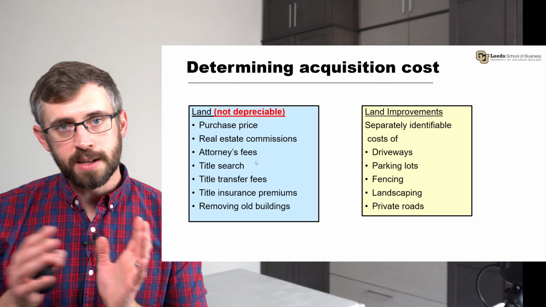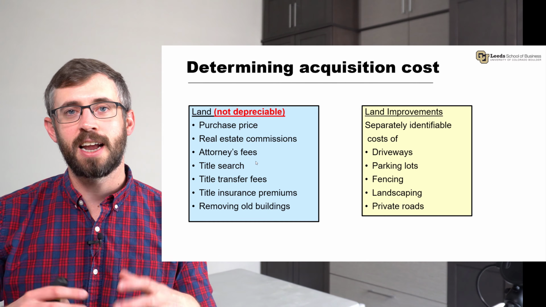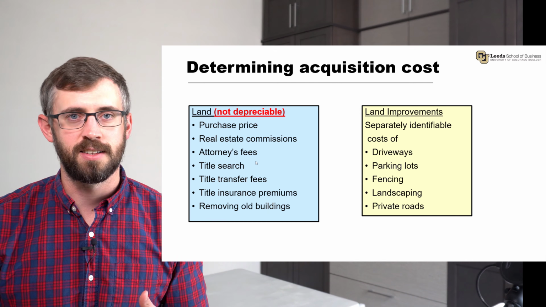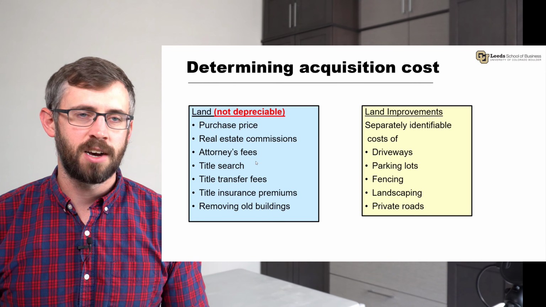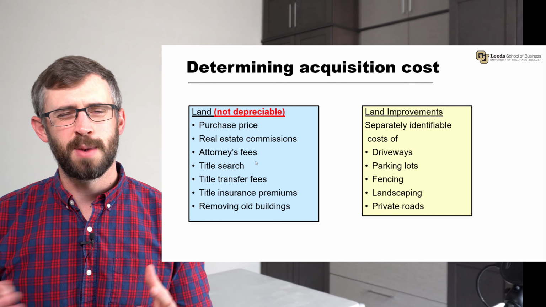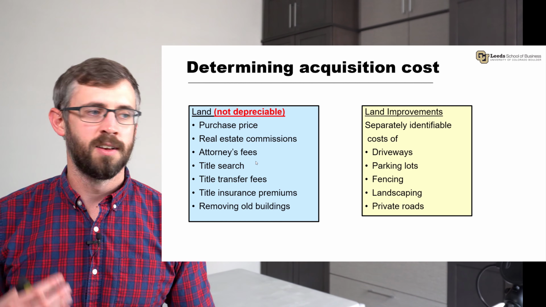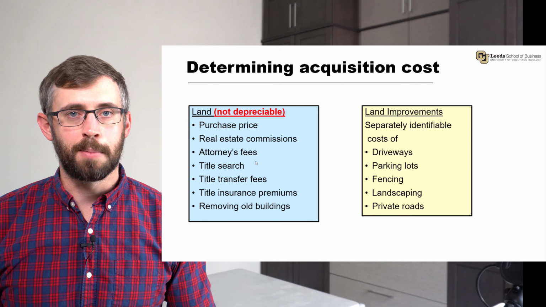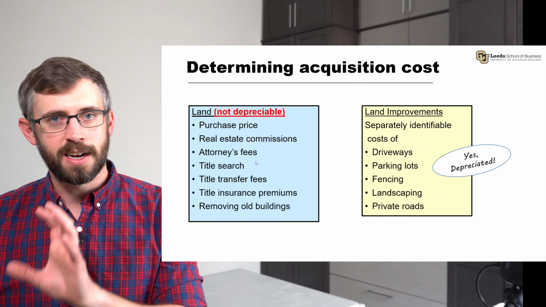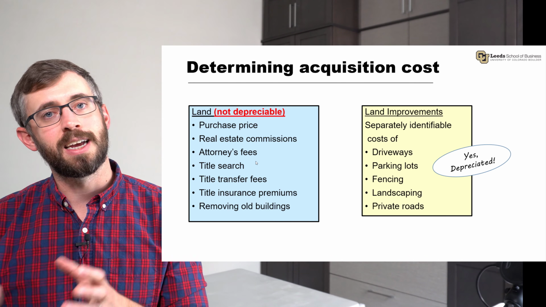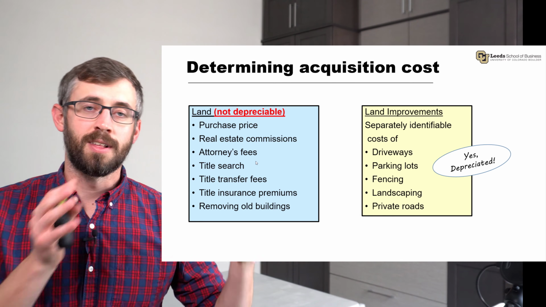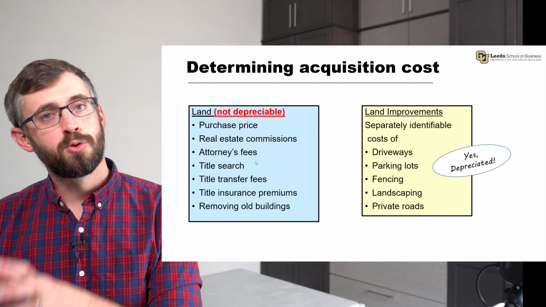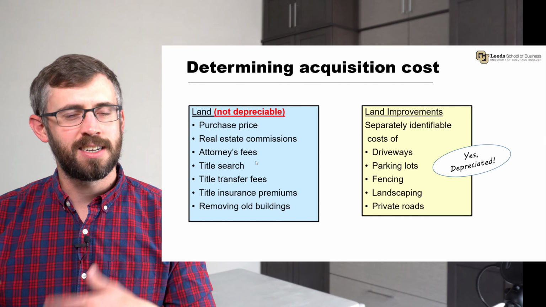Now, land improvements are slightly different in that these are kind of separately identifiable costs, things like driveways, parking lots, fencing. So not part of a building itself, but land improvements that make it usable for our business, landscaping, roads, etc. All of that will also get capitalized, but that goes into a different account that is eventually going to get depreciated over time. So the land account will not get depreciated, but our land improvements will, because those are going to deteriorate over time.